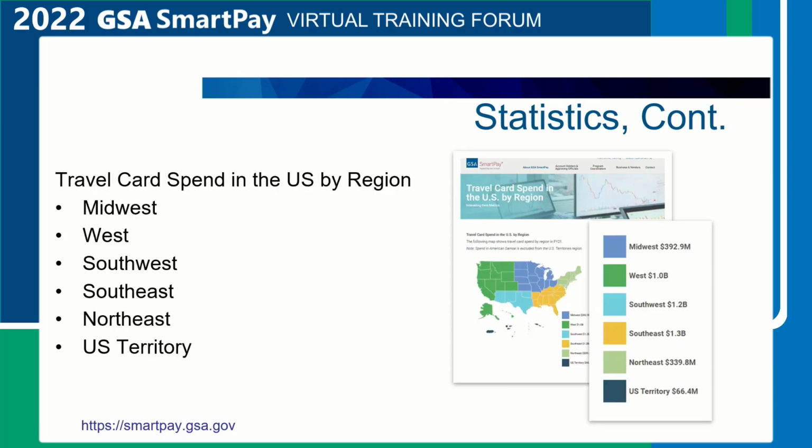The travel card spend in the U.S. by region chart is a relatively new addition to the website. It shows not only the total travel card spend for each region, but also for each state. Each region is highlighted in a different color. To get the state-specific data, you would just need to roll over whatever state you wish to see, and the amount of spend for that state will be displayed. In fiscal year 2021, the Southeast region had the most travel card spend at $1.3 billion.